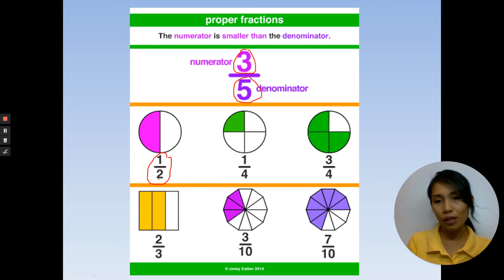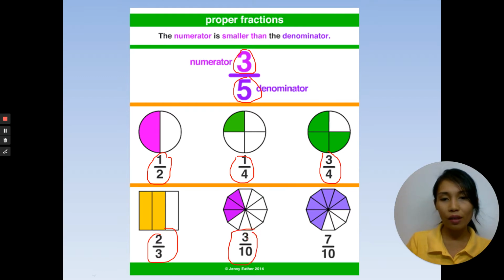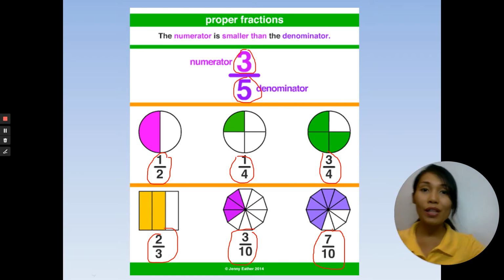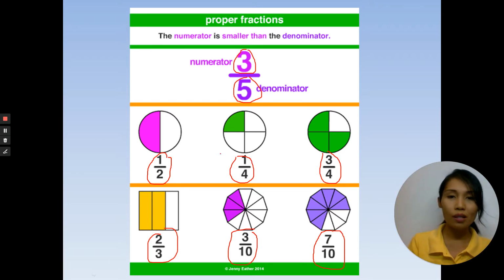1 is smaller than 2. 1/4, 1 is smaller than 4. And 3/4, 3 is smaller than 4. 2/3, 2 is smaller than 3. 3/10, 3 is smaller than 10. And 7/10, 7 is smaller than 10. So these are the examples, and there are a lot more fractions that we can make where the numerator is smaller than the denominator, and that is a proper fraction.